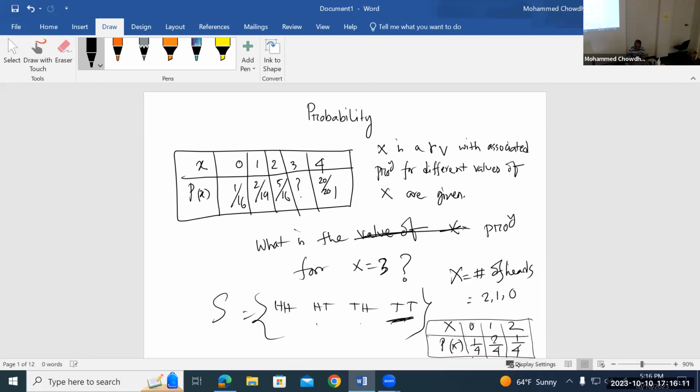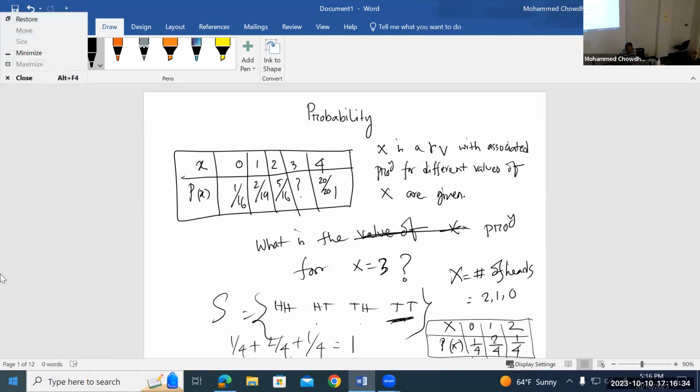So now if you sum them up, 1 over 4 plus 2 over 4 plus 1 over 4, what are you getting? 1, right? Total probability equal to 1, right? So if total probability equal to 1, how can you find this one then? The rest of the terms would be subtracted from 1, right?